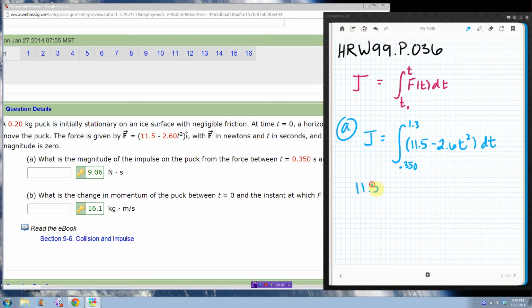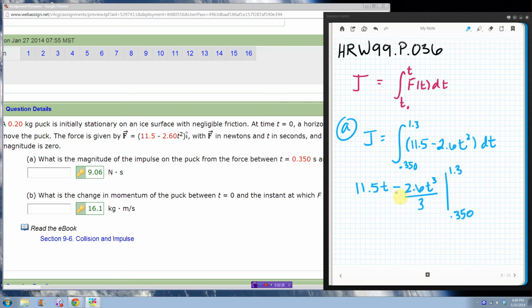bring the exponent up by 1. So I have really 11.5 since it's all alone. That's really like 11.5 times t to the 0th power. So what I end up with is just t. And then I divide by the new exponent on t. The new exponent on t is 1, so divided by 1, I'm going to leave that off. Then I got 2.6. This was t squared, so it's going to become t cubed, and then I divide by the new exponent. And I do that from the limits of 0.35 to 1.3.